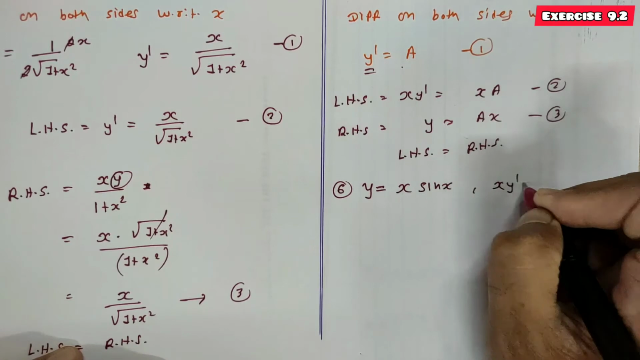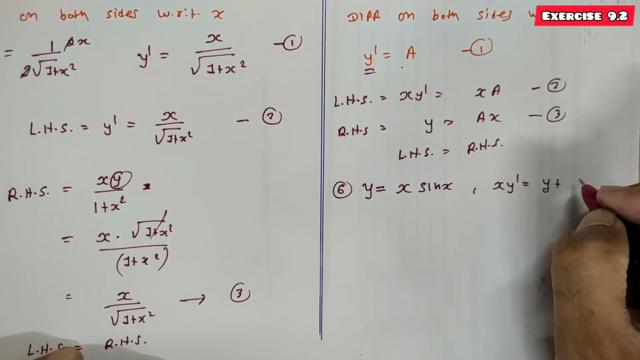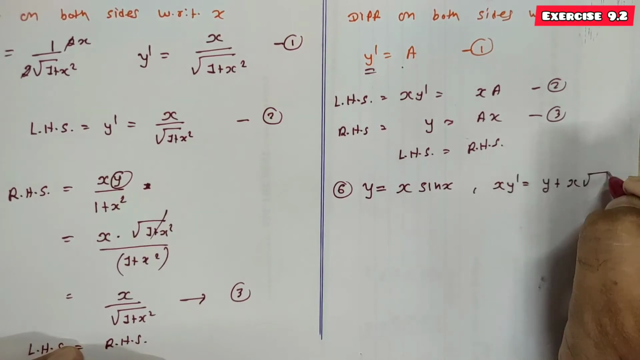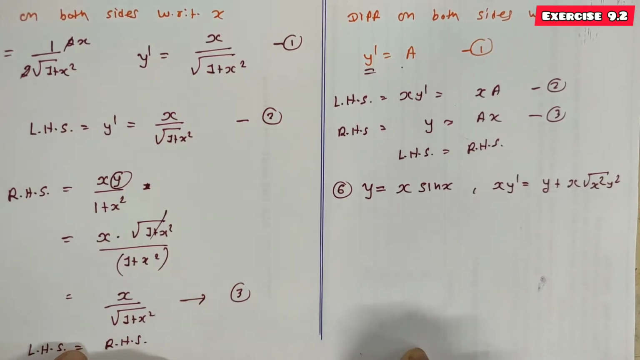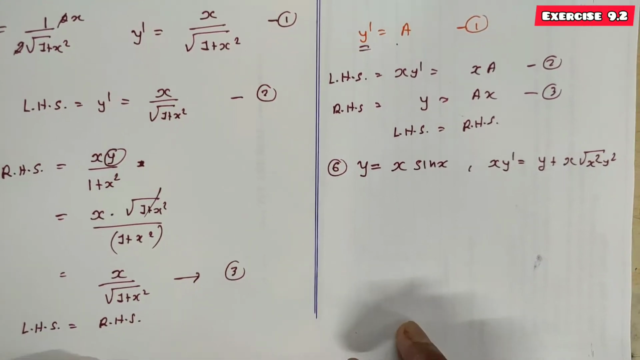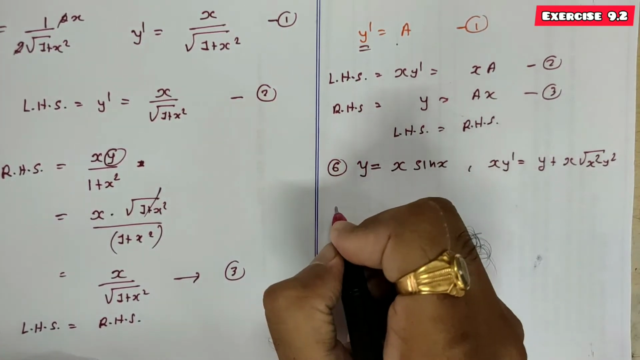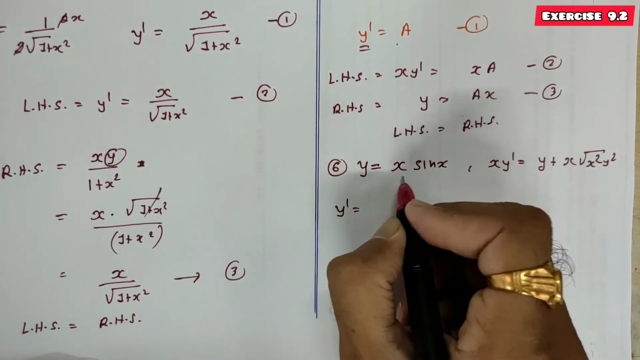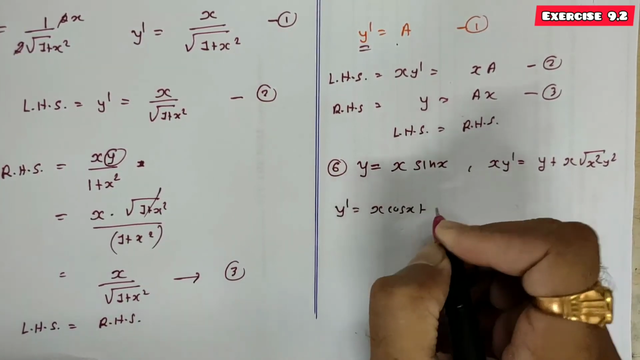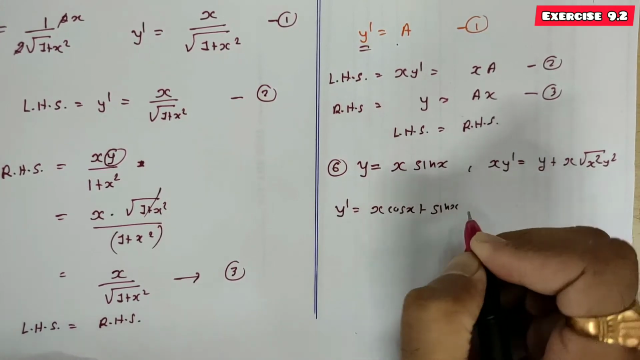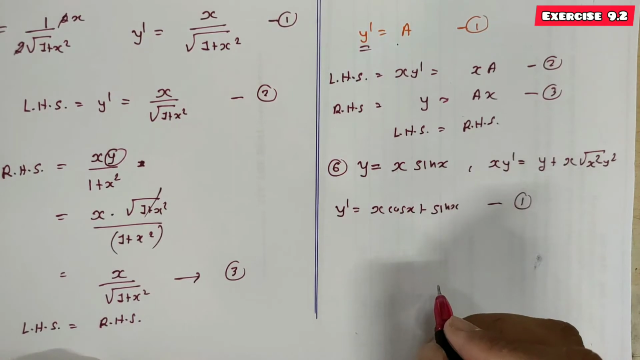Question number 6. So for question number 6, we are given y equal to x sin x, and the differential equation is x y dash equal to y plus x square root of x square minus y square. This is given. So now differentiate this y on both sides with respect to x. So here we are getting y dash equal to, now differentiation of this x sin x, multiplication rule, which is x cos x plus sin x, as differentiation of x is 1. So y dash is x cos x plus sin x.